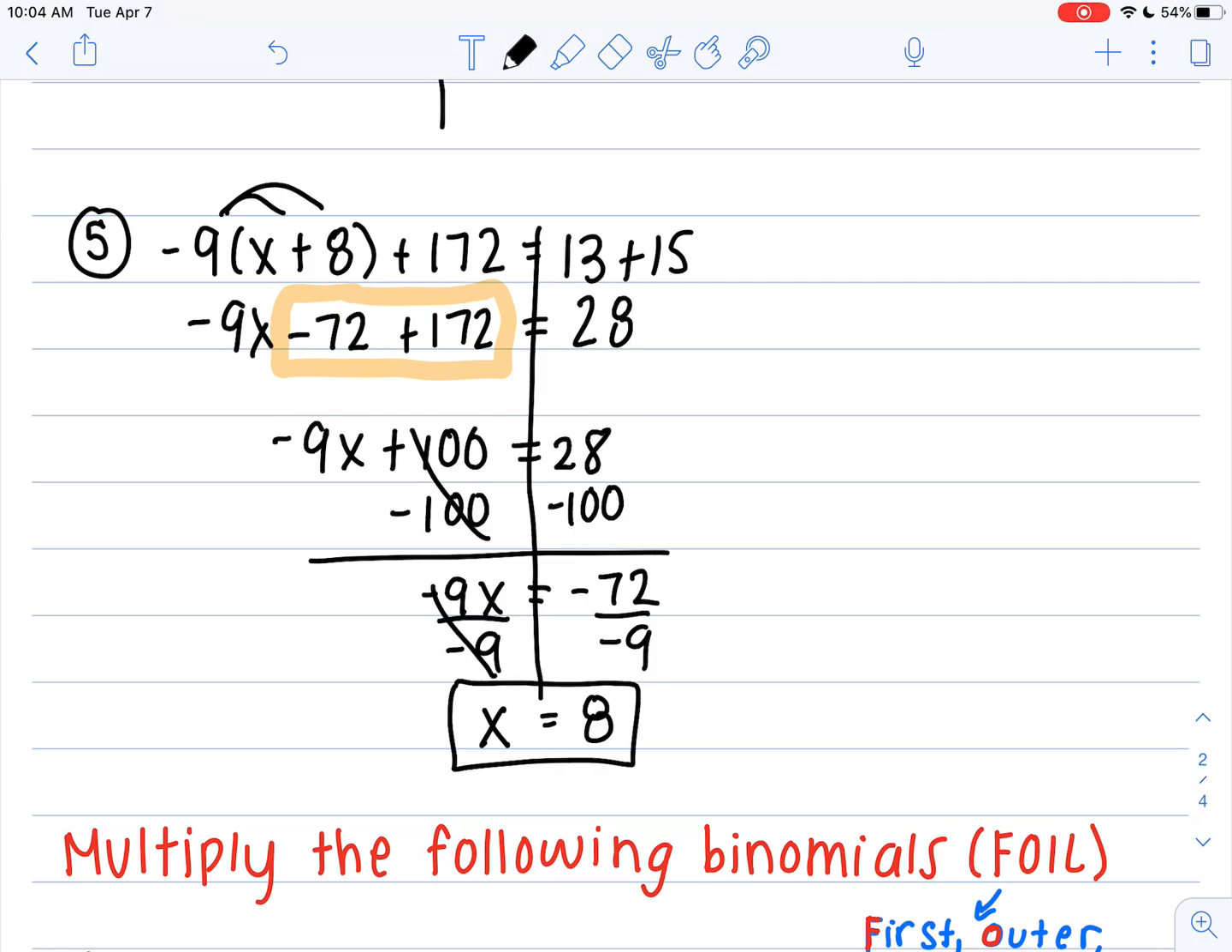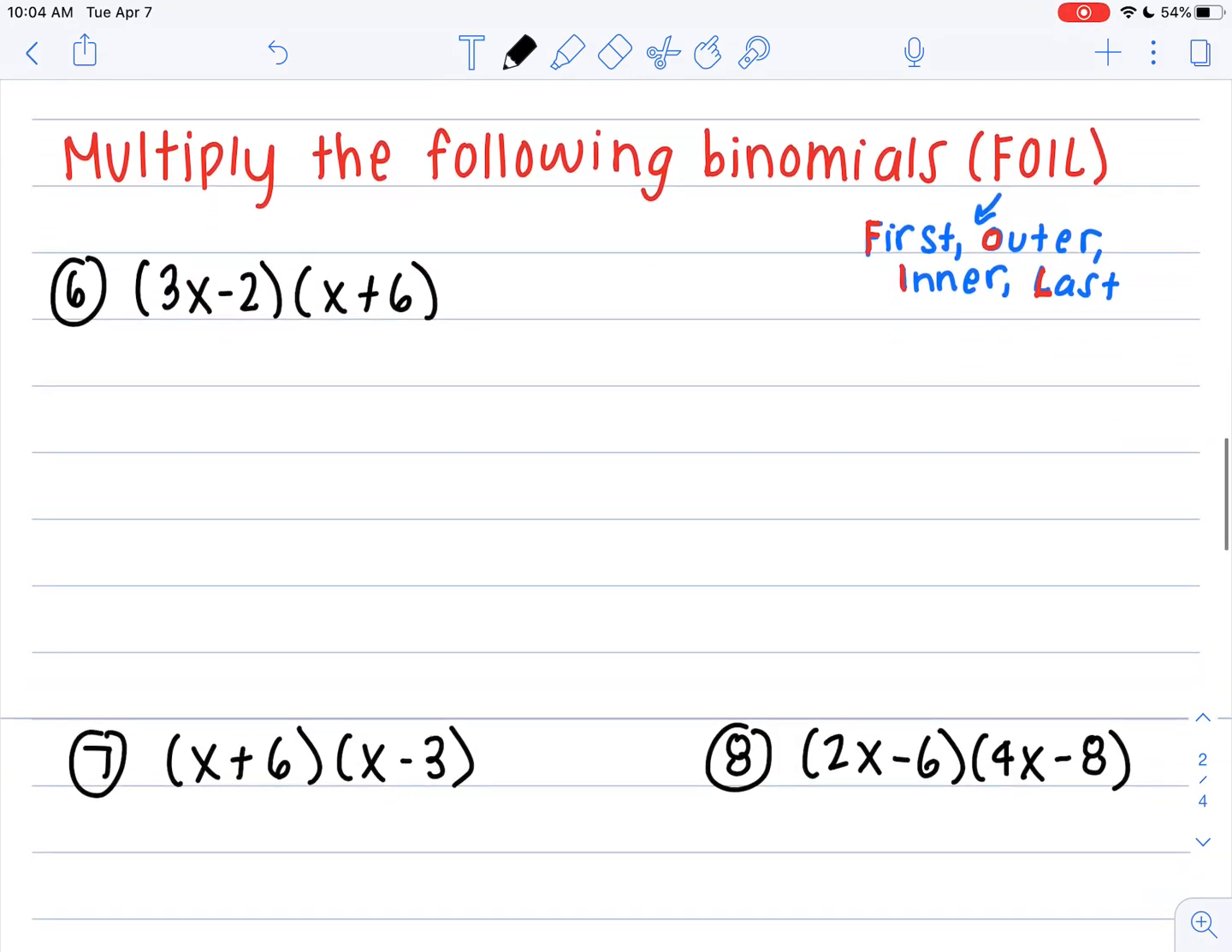So I think you have 8 solving equations, if I remember right, and then 8 multiplying binomials. So when we multiply binomials, this right here means 2. So you see how we have 2 numbers here and 2 numbers here? Those are called binomials. What I mean by numbers, by the way, not really numbers, terms. Let's think about it as terms. So 3x is a term, negative 2 is a term. So we have 2 terms there. That's called a binomial because there's 2 terms.